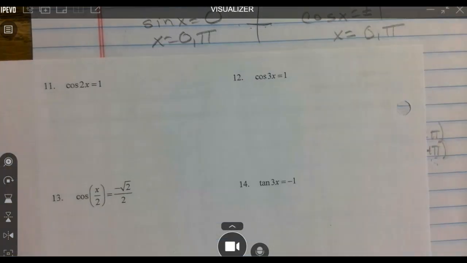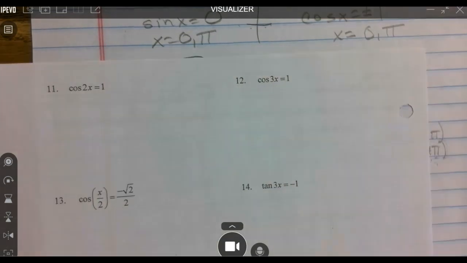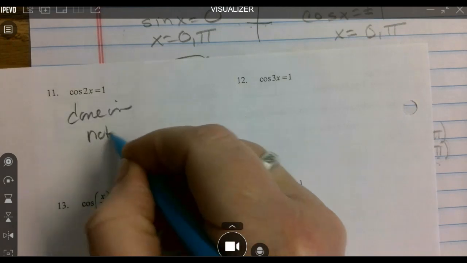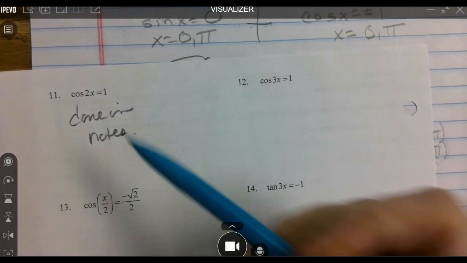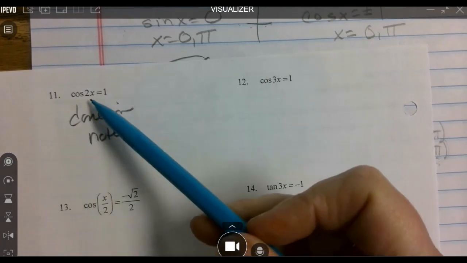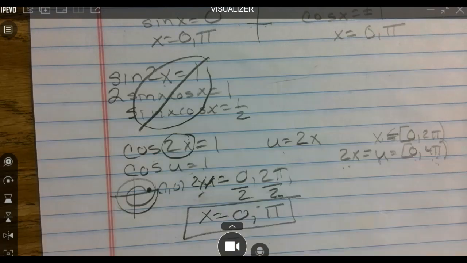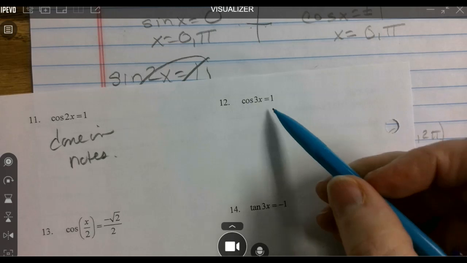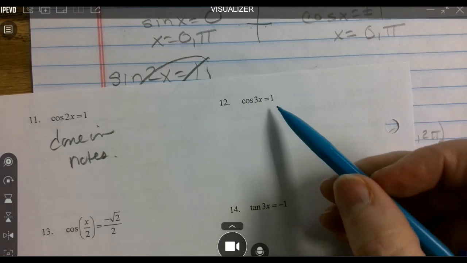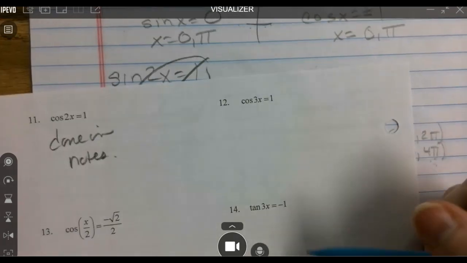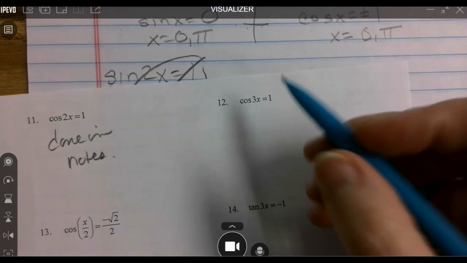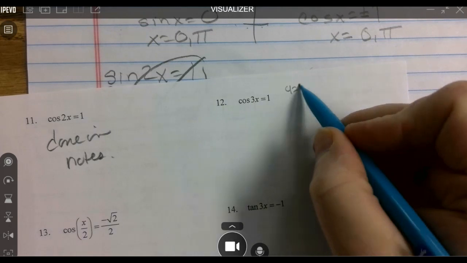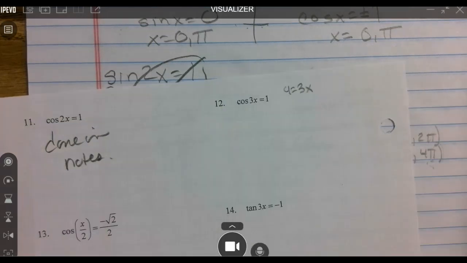12. U substitution, done in notes. By the way, no domain restrictions, right? For this problem? No. How about 12? Any domain restrictions for this one? No, because these have their own domain restrictions. Every single problem has its own domain restrictions. It's like two problems in one. Okay, we have a new set of issues. U is now 3x. Changes my domain, changes everything.